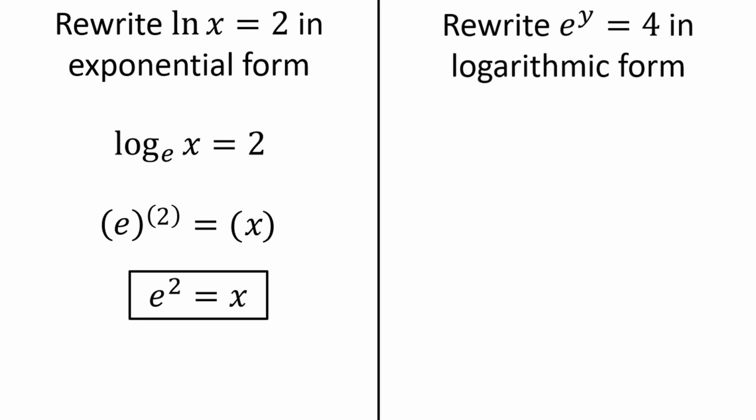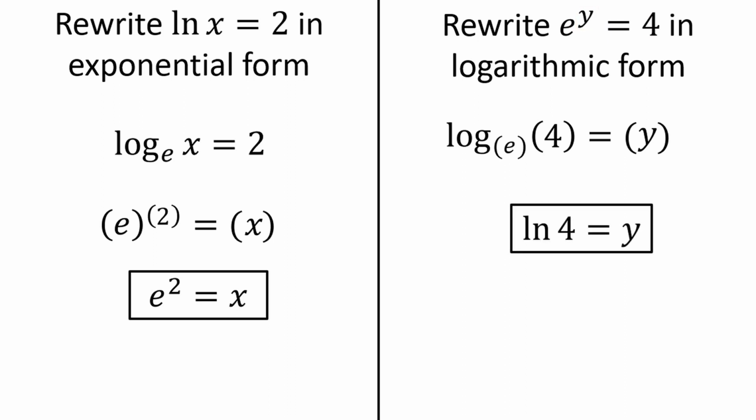Alright, one last problem. Rewrite e to the y is equal to 4 in log form. We need log base blank of blank is equal to blank. Left, right, and center gives us log base e of the number on the right, which is 4, which is equal to the center value of y. But log base e is just the natural log, so we have ln of 4 is equal to y, which is our final answer.